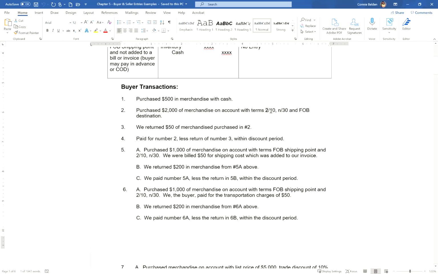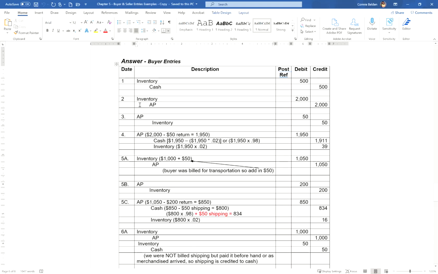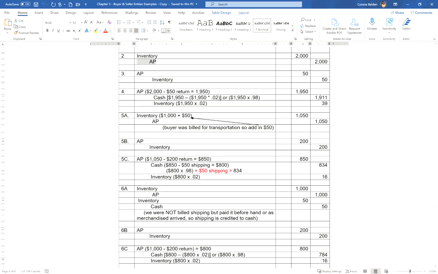So if you pay between days 1 and 10, you get a 2% discount. Between days 11 and 30, you pay the net amount. So for right now, we're just going to record it at the full amount of $2,000. So therefore, the journal entry, like in number 1, would be a debit to inventory because you're purchasing merchandise. You're buying inventory for your store, such as Levi jeans that you're going to resell later. But while they're in your store, they are an asset, or inventory, to you. Okay, and then this time, since I bought it on account, I'm going to credit accounts payable. Okay, let's look at another sample.